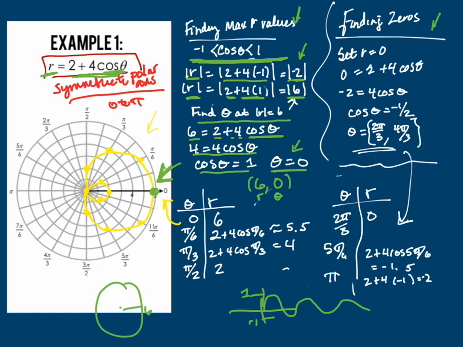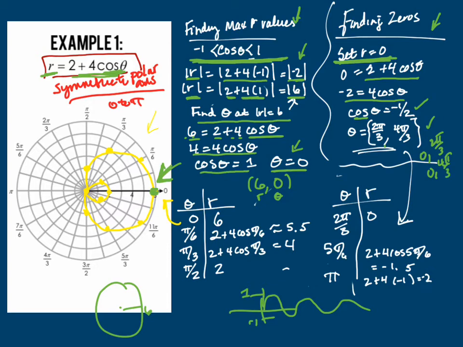Now we find the zeros. To find the zeros, you set R equal to 0, just like you set it equal to 6 down here. You set it equal to 0 to find where it equals 0. So 0 equals 2 plus 4 cosine theta, -2 equals 4 cosine theta, so cosine theta is -1/2. Where does cosine theta equal negative 1/2? At 2 pi over 3 and 4 pi over 3 using the unit circle. So I know that I have 0, 2 pi over 3, and 0, 4 pi over 3 on my graph.